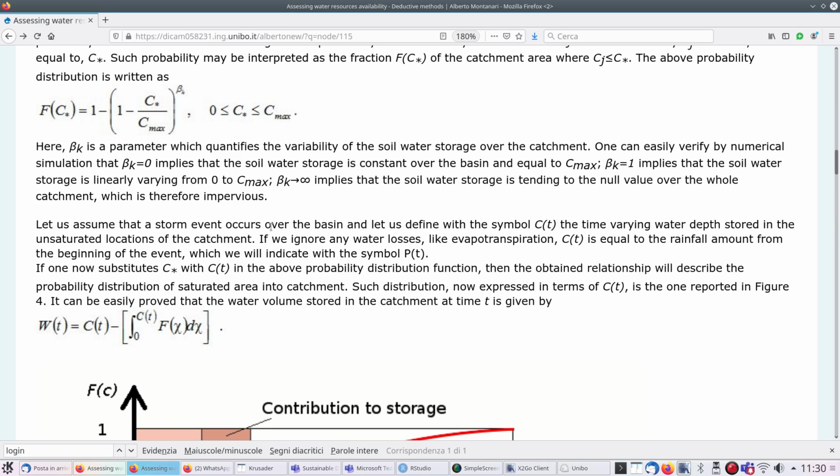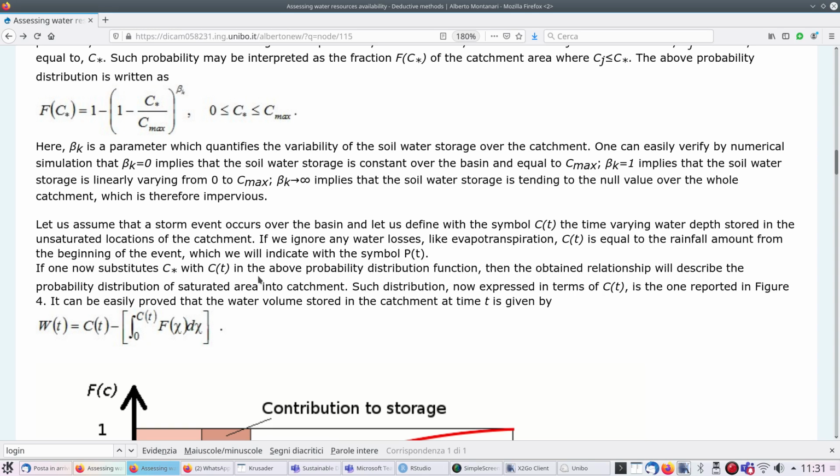Okay, so sorry, which is saturated, because we get the fraction of the area whose storage is less than or equal to rainfall. Therefore F(C*), if we substitute C* with CT, gives us the fraction of the catchment that is saturated. Because if it rained CT and we get the fraction of the catchment with storage lower than rainfall, it means that rainfall saturated that fraction. Perfect.